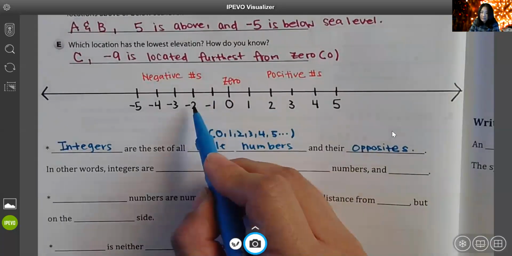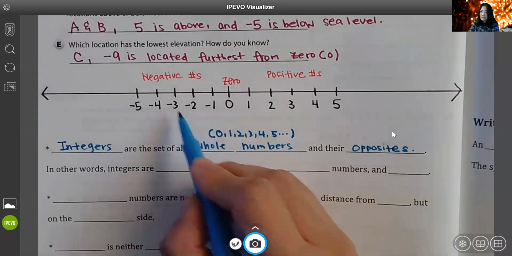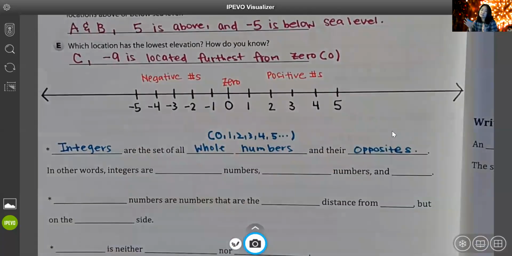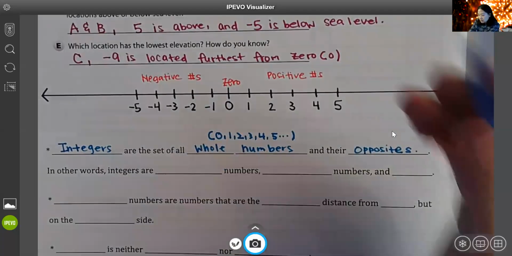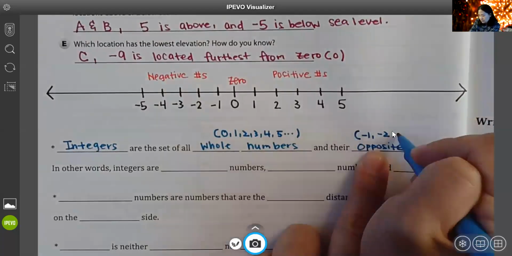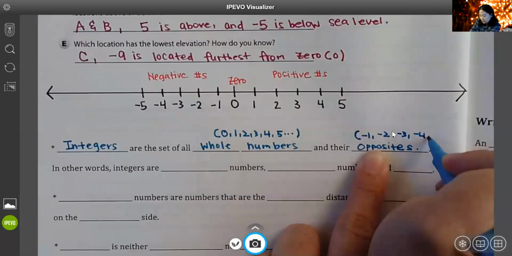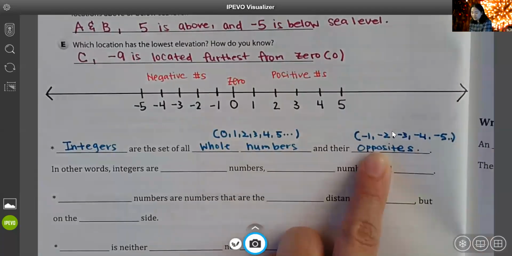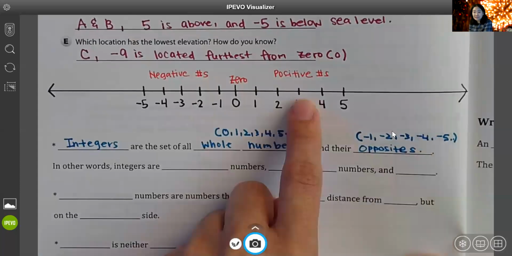Opposite of -3 will be +3. Okay, so it's the same number, but one's positive and one's negative. Those are opposite numbers. So their opposites are -1, -2, -3, -4, -5, dot, dot, dot. So this now covers all of the numbers that were on this number line.